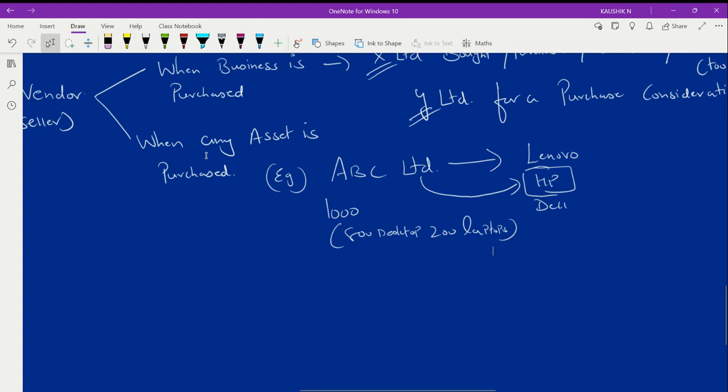Suppose a company says, sorry, I won't accept shares and all. You have to make the payment to me fully in the form of cash only, then nothing can be done. You have to settle them by cash only. So this is the concept of issuing shares to the vendor on a consideration basis other than cash.